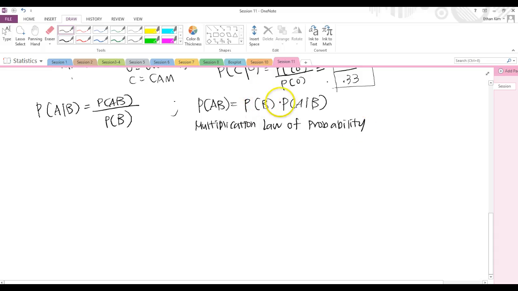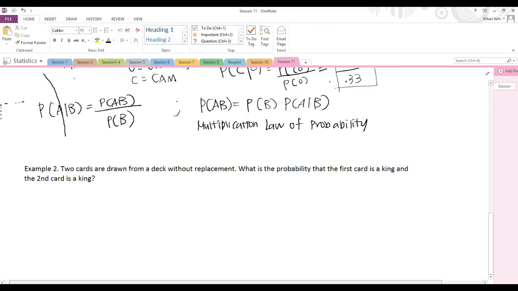Okay? So it's saying that if you multiply the probability of B and the probability of A given B, then you're going to end up with A intersects B. Okay? Alright, so let's look at another example showing this.